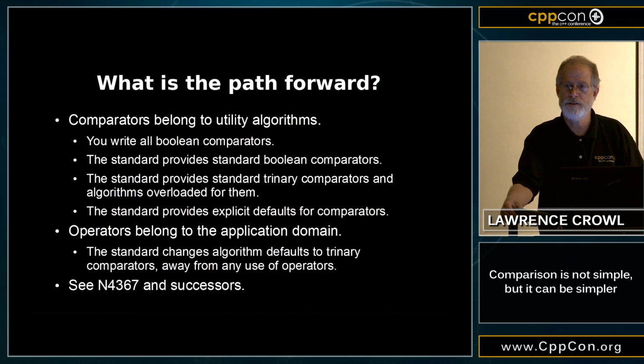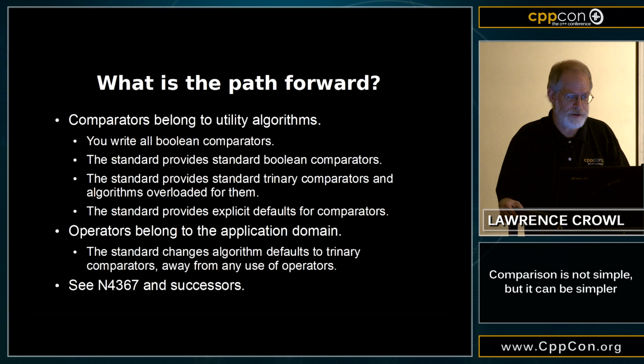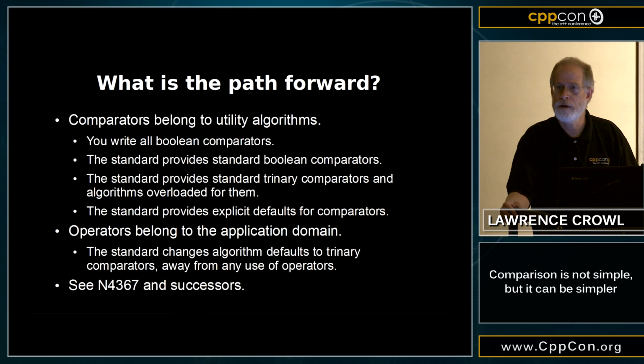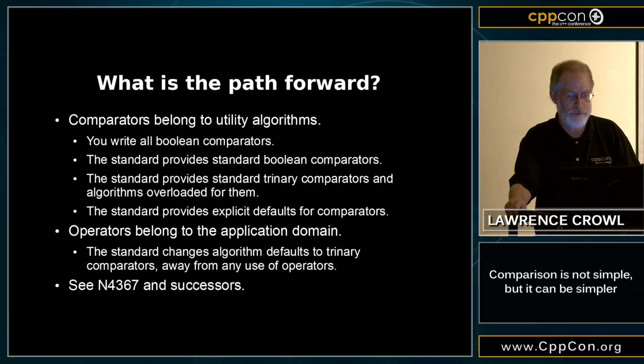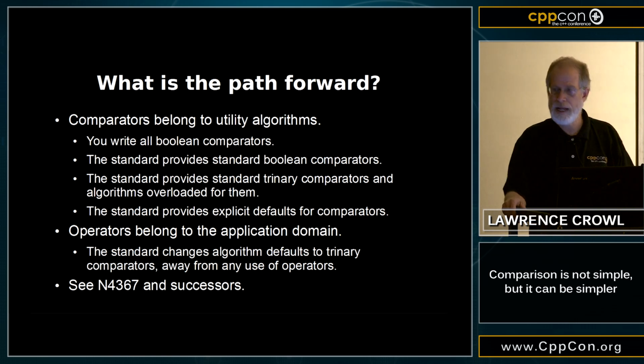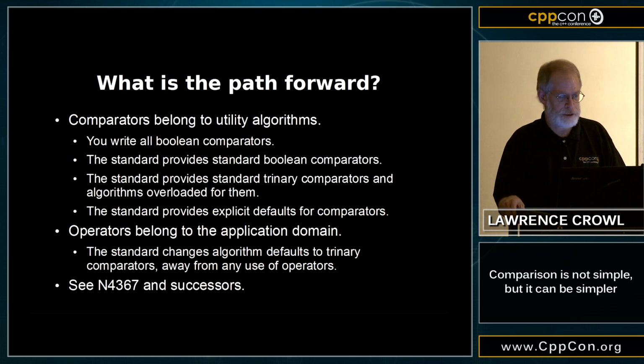The next thing that can happen is the standard can provide Boolean comparators to make your life easier. You don't have to rewrite those for the standard types. The next thing that can happen is the standard can provide trinary comparators and algorithms overloaded for them, so that we will start shipping a new overload for std sort that takes a trinary comparator and does the right thing with it. That's a bit more work on the part of the library implementers. And then the next thing that can happen is the standard provides explicit defaults for comparators. And this will require a core language change.